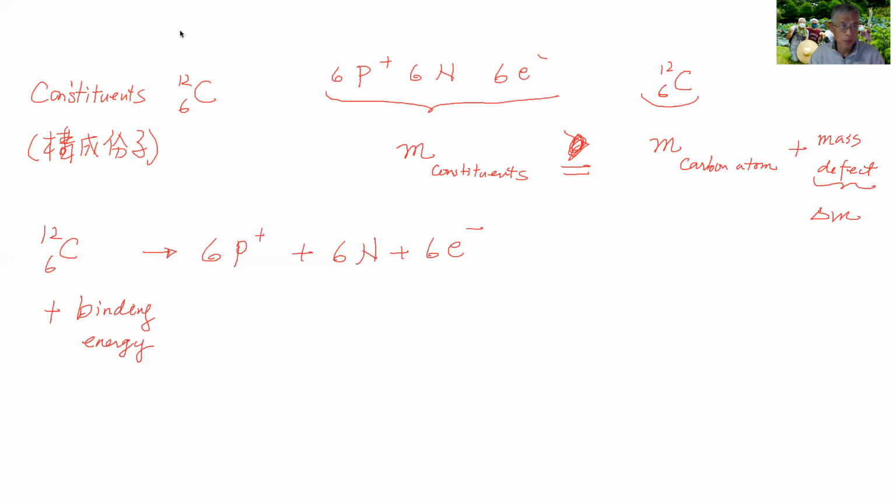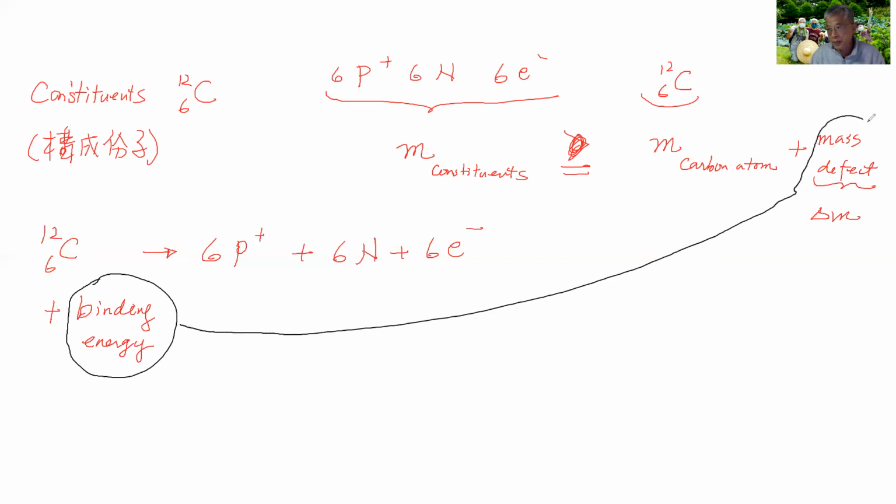I'm going to change the color here. This binding energy for the carbon-12 is coming from this mass defect. So how are they related? This binding energy, if you call it E binding, is equal to delta M, which is the mass defect, times c squared. And this c is your speed of light.